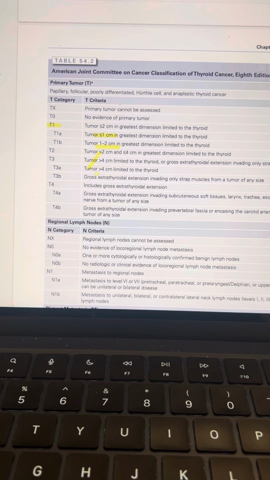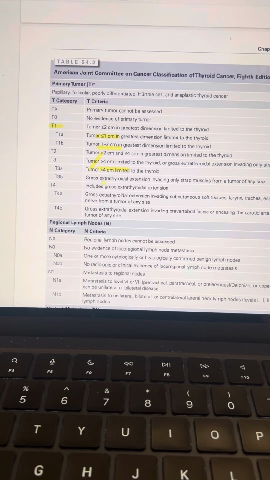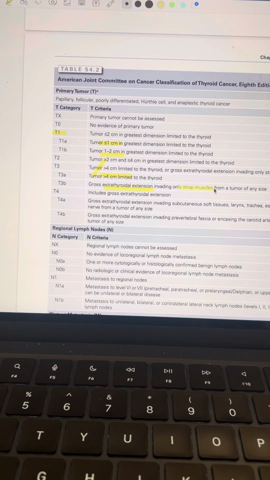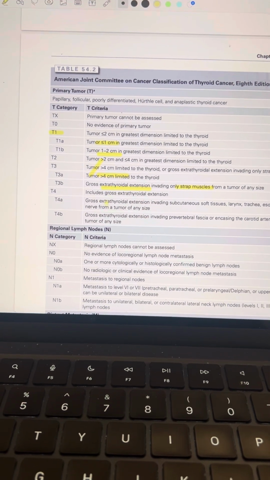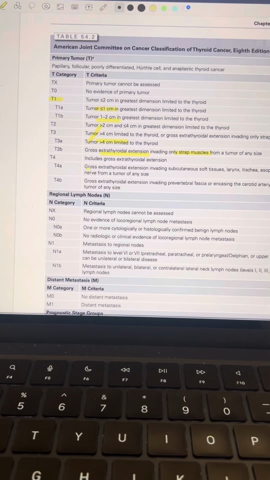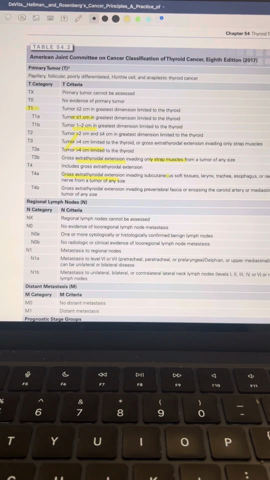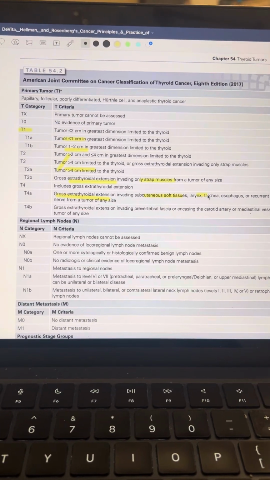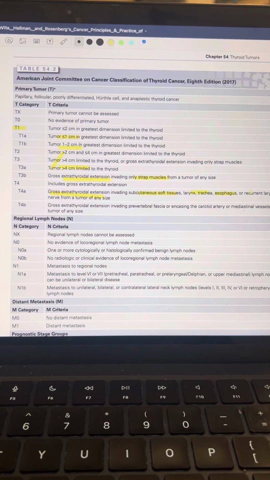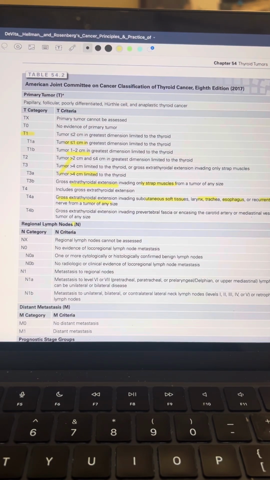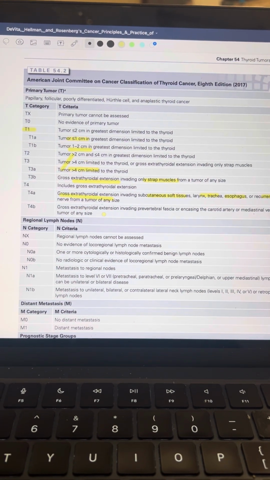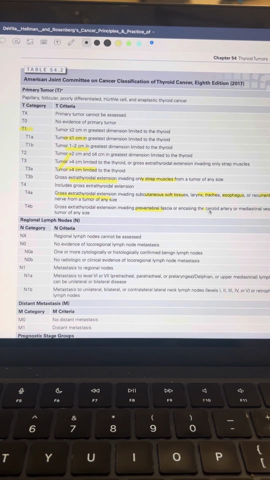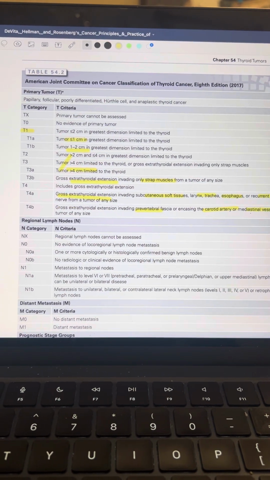Then T3A is more than 4 centimeters. T3B is extrathyroidal extension, only to strap muscles from the tumor. T4A is extrathyroidal extension, involvement of the subcutaneous soft tissue, larynx, trachea, esophagus, and recurrent laryngeal nerve. And T4B is invading prevertebral fascia, encasing the carotid artery or mediastinal vessels.